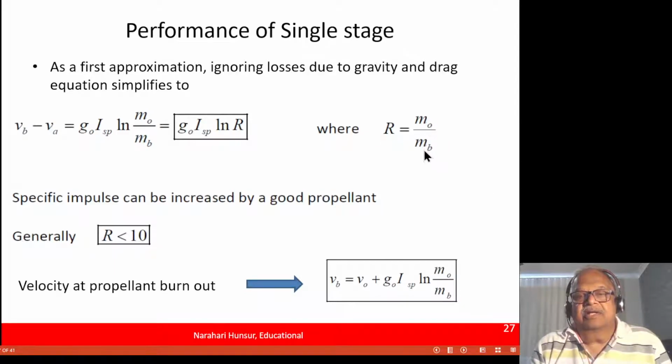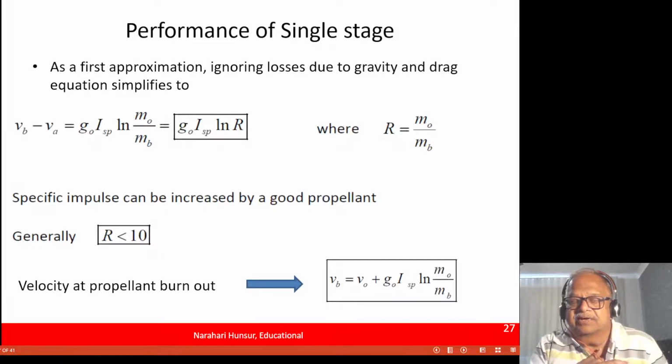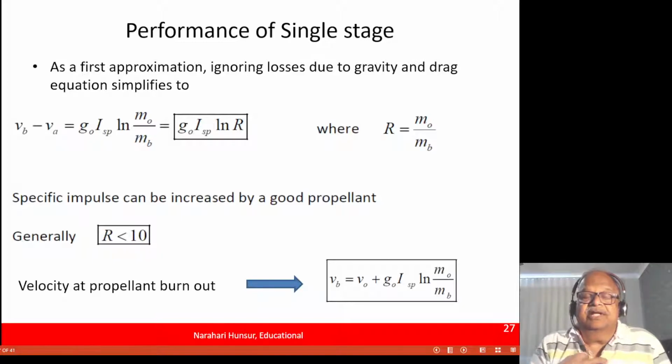Now, what is the final mass? Initial mass is the structure, the metal, the nozzles, the electronics, the payload and everything else, plus propellant. The final mass will be simply m naught minus the propellant mass. Propellant is what is burnt out. So mb is whatever remains after the propellant is burned out.